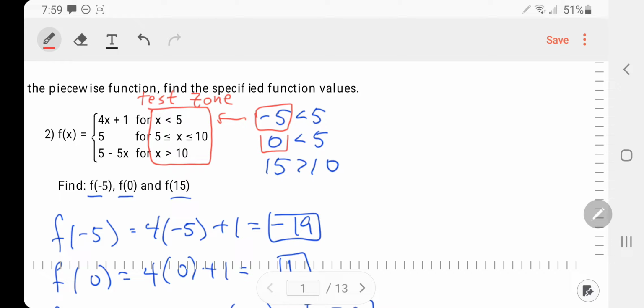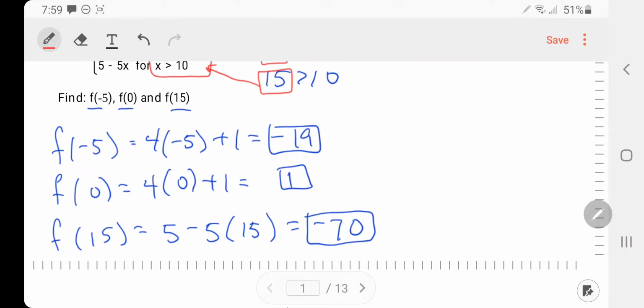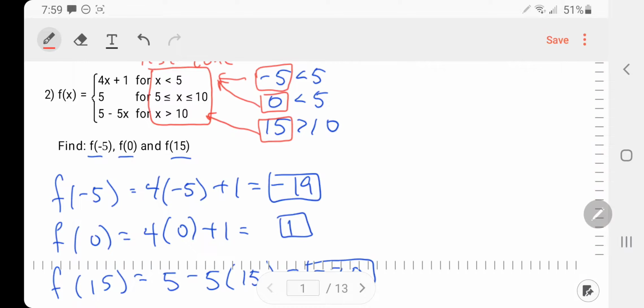Next we did 0. 0 is less than 5. That is also true, top piece. And then when we tested 15, 15 was greater than 10. And so that's why we use the bottom piece. And I hope that helps you see which piece you decide to plug into. Notice that we did not get any x values that were between 5 and 10, and so we didn't get to use the middle piece.